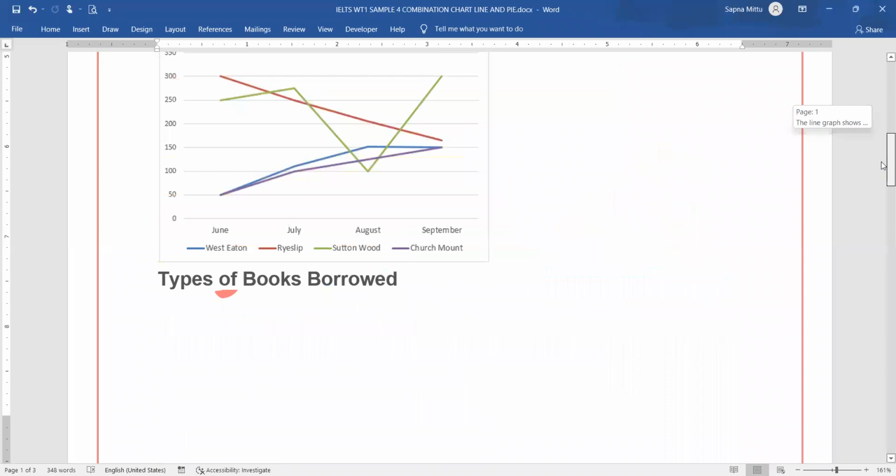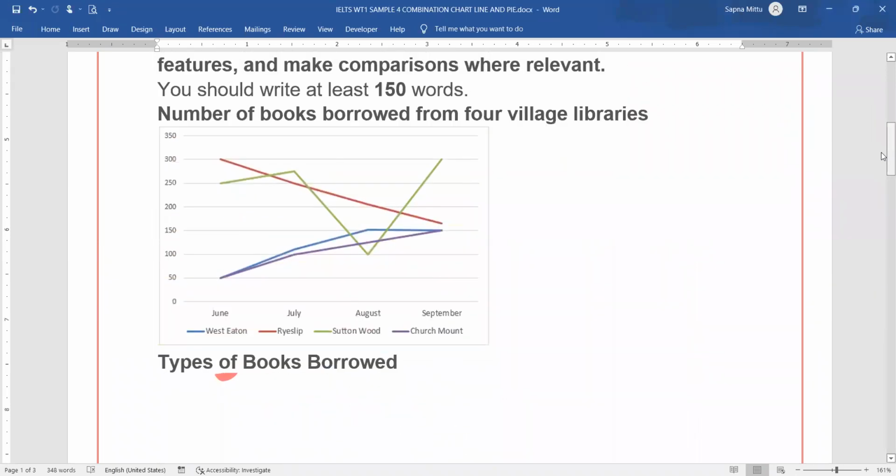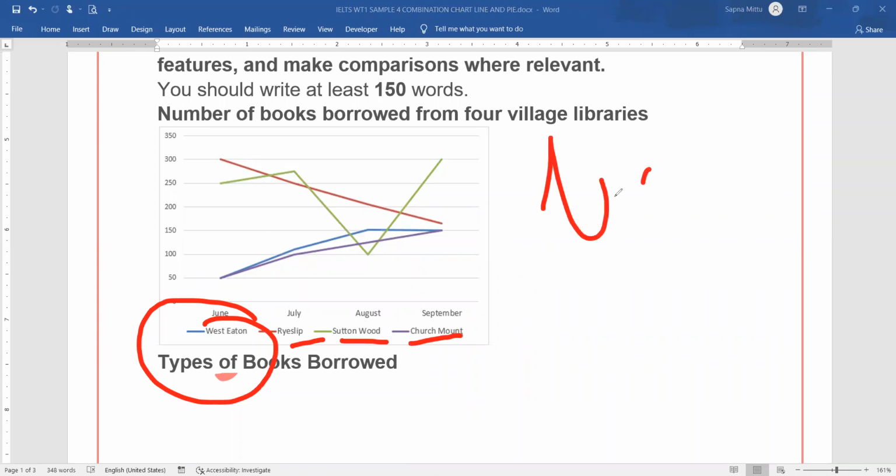इसमें है क्या? This one is the first one, that is number of books borrowed from 4 village libraries. You can see 4 libraries are written over here. That is West Eton, Ruislip, Suttonwood and Churchmount. जब हमें line graph दिया होता है, we have to go with the trend. हमें ट्रेंड जरूर देखना होता है कि इसमें क्या लिखें.